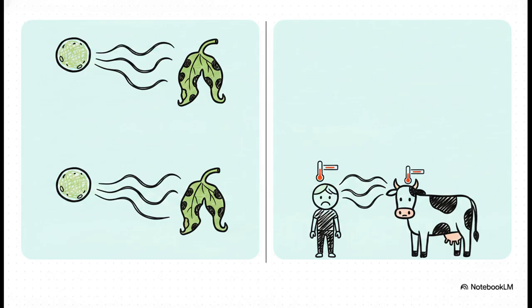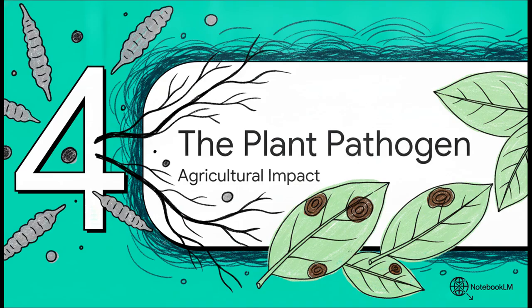On the other hand, we have mycotoxins. There are over 70 types of these, and they specifically target humans and animals, causing a whole set of diseases collectively known as Alternaria toxicosis. Section 4. The plant pathogen, agricultural impact.